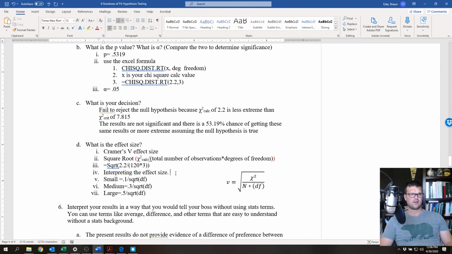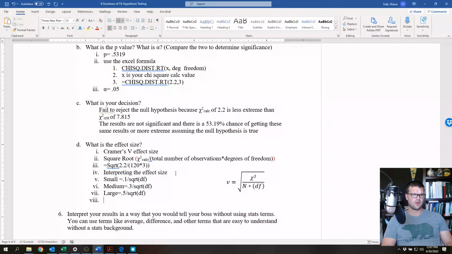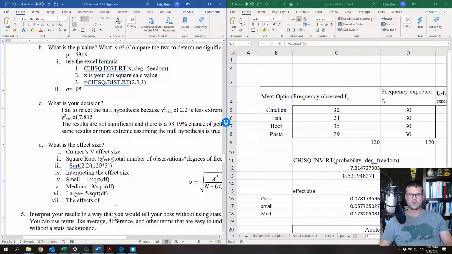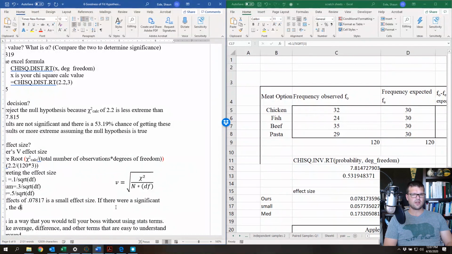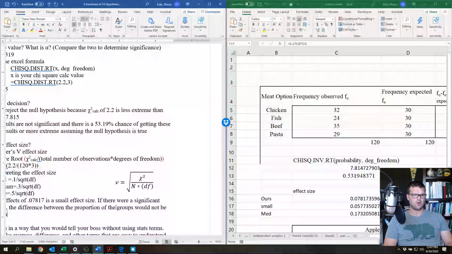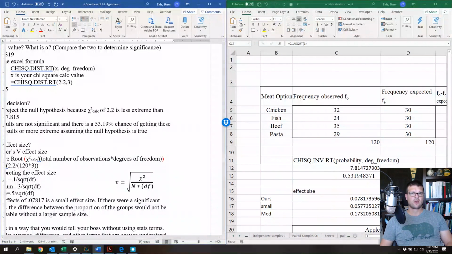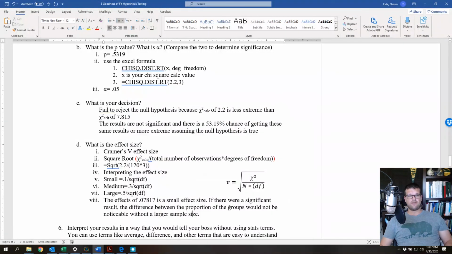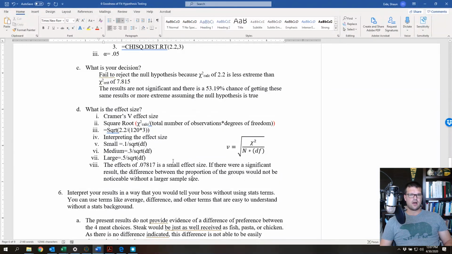Interpret the effect size, and we're going to put the effect size of .07817 is a small effect size. If there were a significant result, the difference between the proportion of the groups would not be noticeable without a larger sample size. Okay, and so that's what that means. So the effect size is a small effect size if it was a significant result, which, do we have a significant result? No. But if there were, the difference between the proportion of the groups would not be noticeable without a larger sample size.